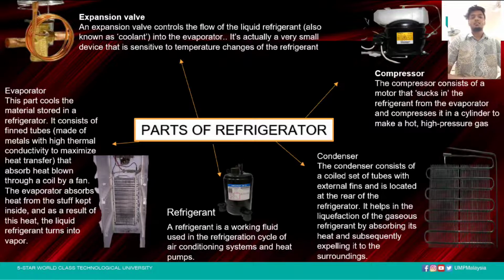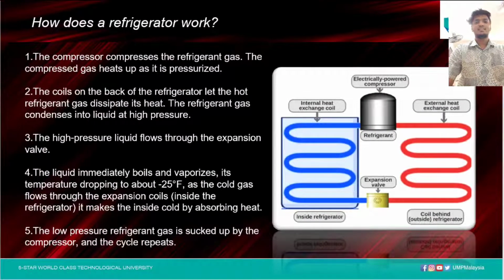Followed by the evaporator. This part cools the material stored in the refrigerator. It consists of thin tubes made of metals with high thermal conductivity to maximize heat transfer, which absorb heat blown through a coil by a fan. The evaporator absorbs heat from the stuff kept inside, and as a result of this heat, the liquid refrigerant turns into vapor.